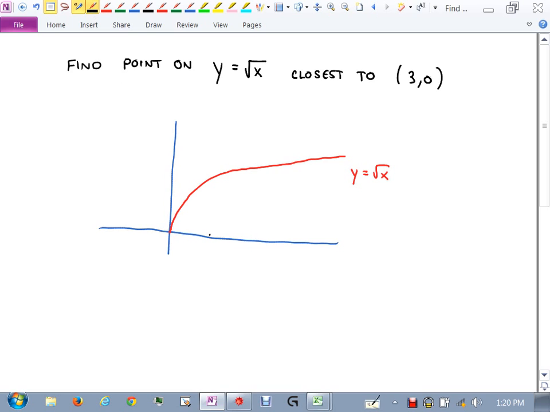We know that if you plug 1 in here, you get 1, right? You plug in 2, you get something. 3, you get something. 4, you get what? Square root of 4 is 2. See, my picture sucks.